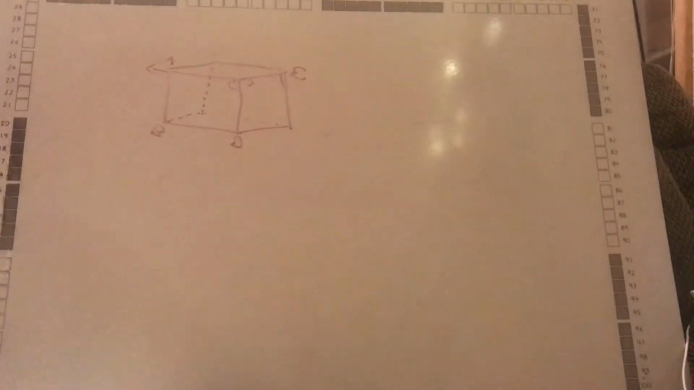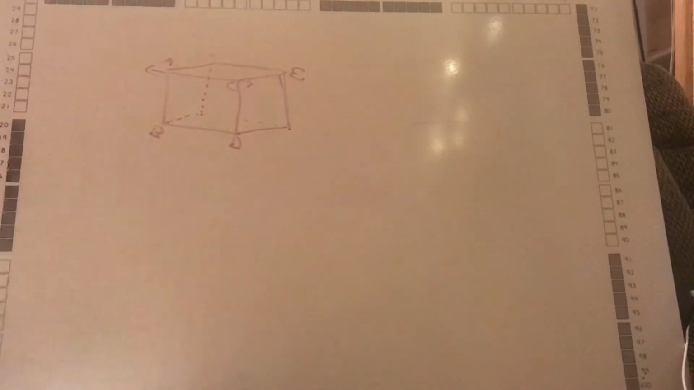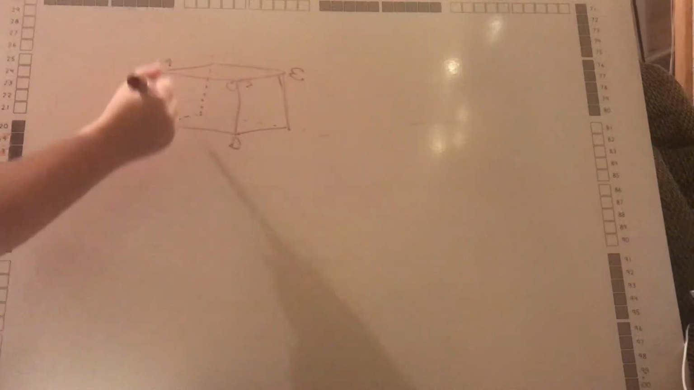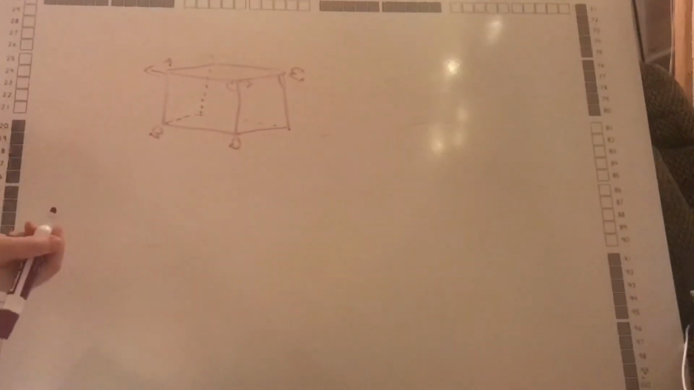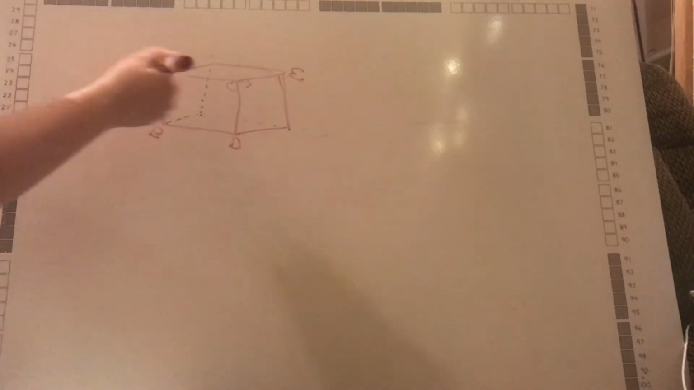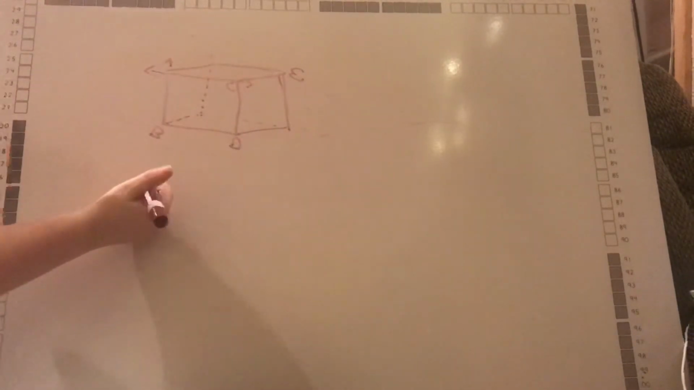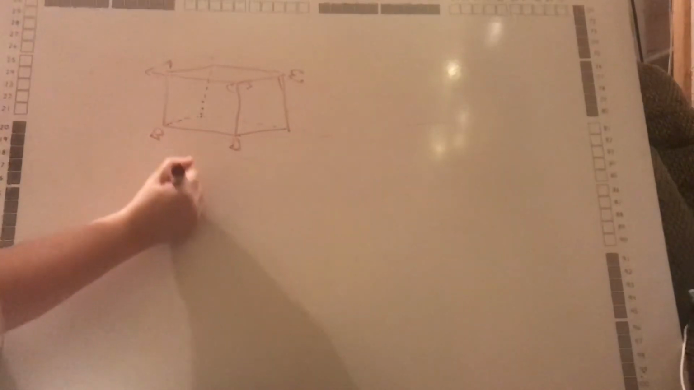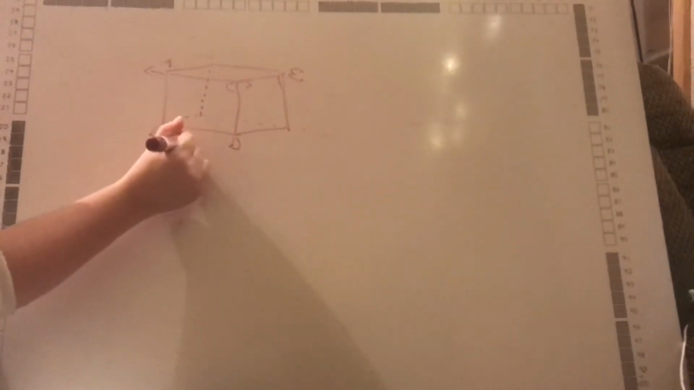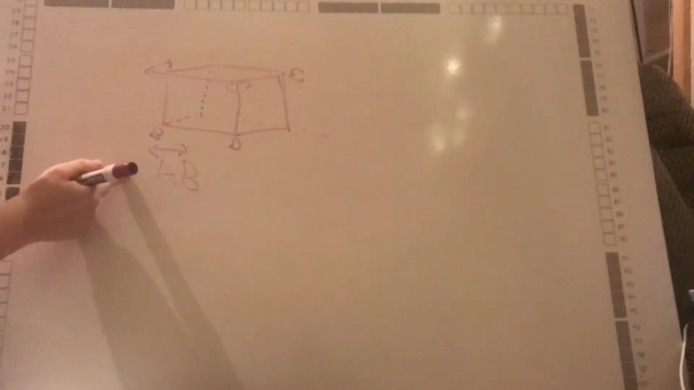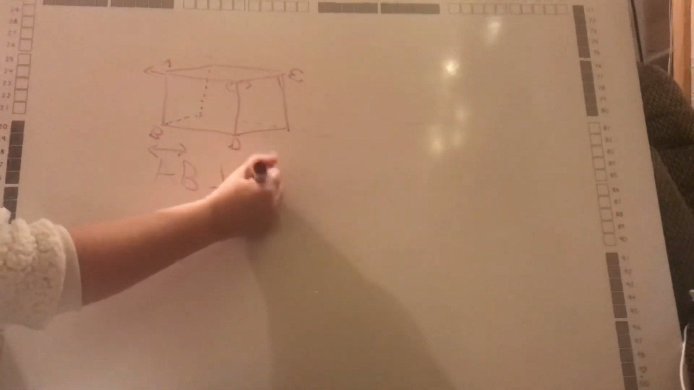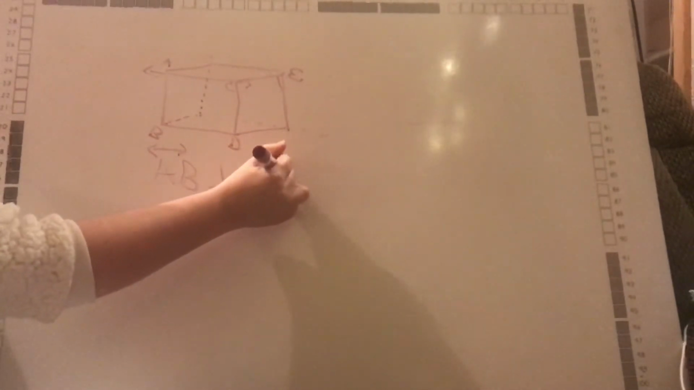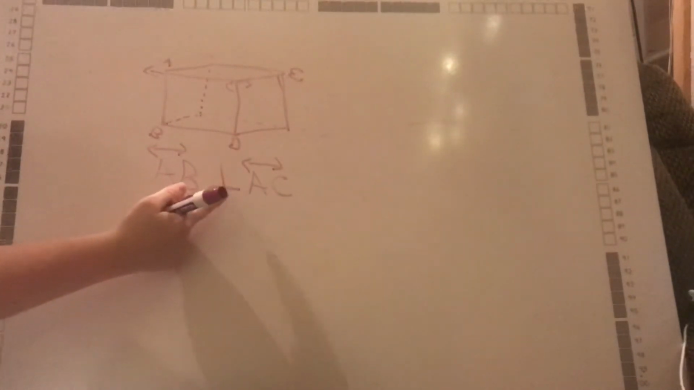All right, so they want to know AB and AC. So here's AB, here's AC. Let's identify them. They are going to be perpendicular. So you would write this as such: AB, so line AB is perpendicular to line AC. This is your sign for perpendicular.